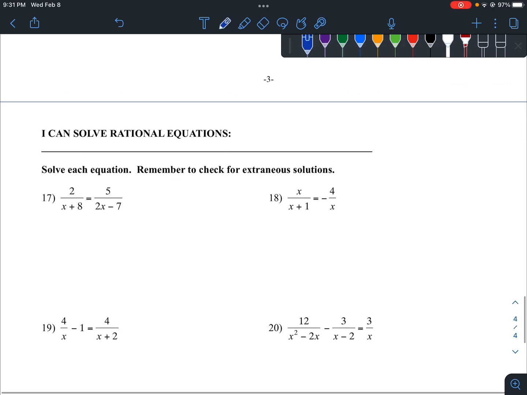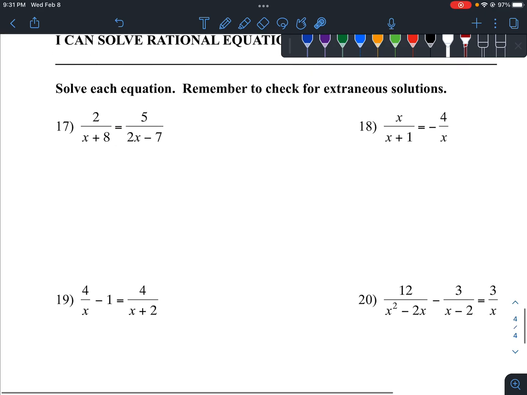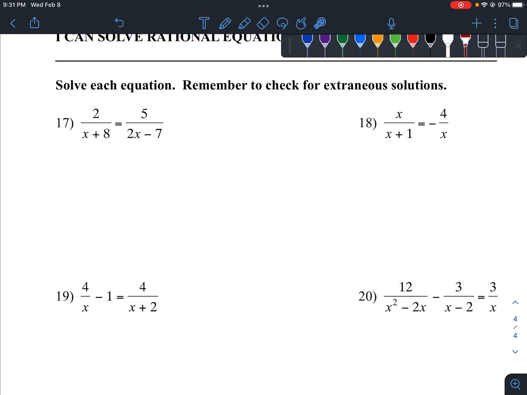Okay, let's solve these rational equations. So I have here 2 over x plus 8 and 5 over 2x minus 7. So these are equations, so I have methods of solving them. There's cross multiplication. So if there's one rational expression to each side of the equation, like here, not like right here, if that's the case, I can use cross multiplication.